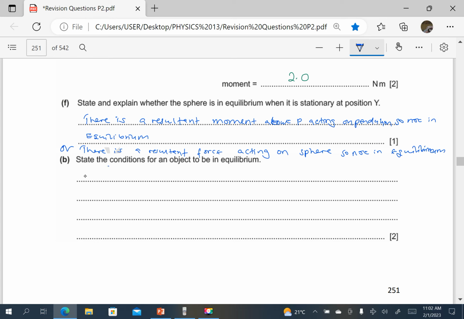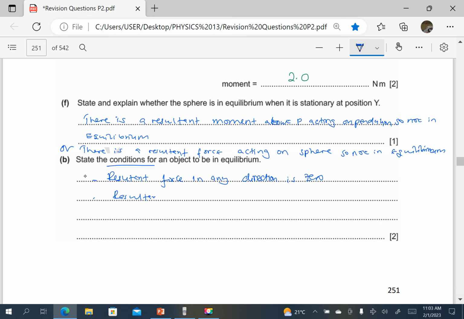State the conditions. It is plural, conditions, meaning there are more than one. For an object to be in equilibrium, these conditions are very simple. Number one, the resultant force in any direction is zero.